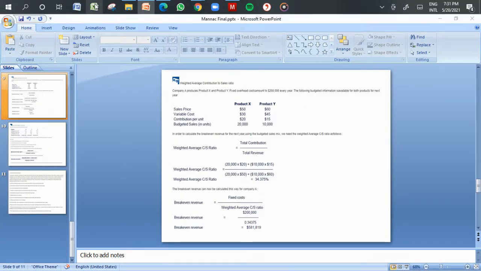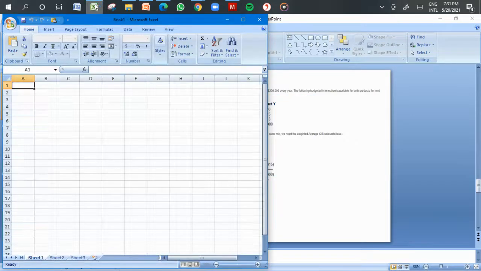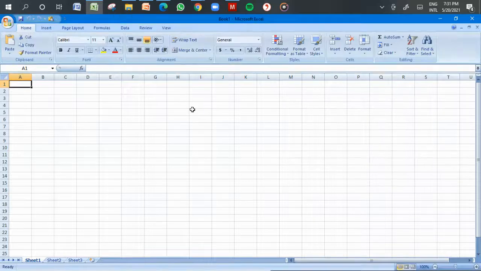Okay. So the break-even point, we say it will be the fixed cost divided by the weighted average contribution margin or the weighted average contribution to sales ratio. And how do we calculate the weighted average contribution to sales ratio? We have to first calculate the total contribution.